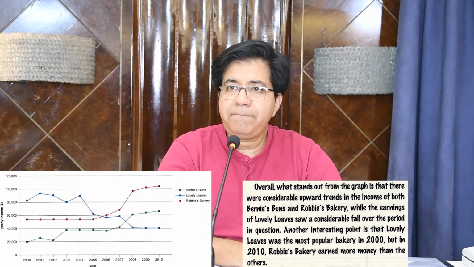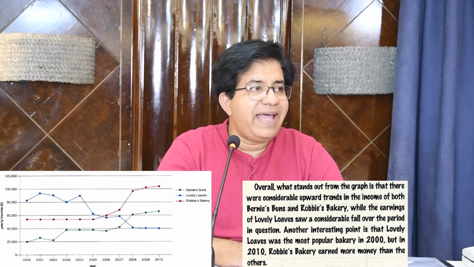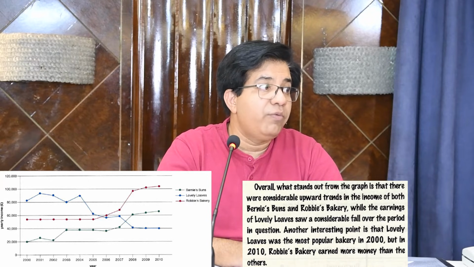Now we've got the first paragraph, the second paragraph. The second paragraph is called the overview of your report. In the overview, you're going to tell us the overall thing, like which bakery got the highest amount, which bakery earned the lowest amount, were there any noticeable changes. So when you write an overview, you can start it by writing overall and a comma. Overall, what stands out from the graph is that, you can copy this sentence for your overview.